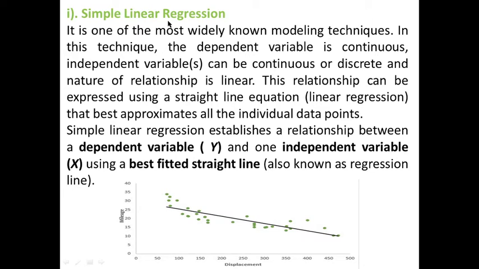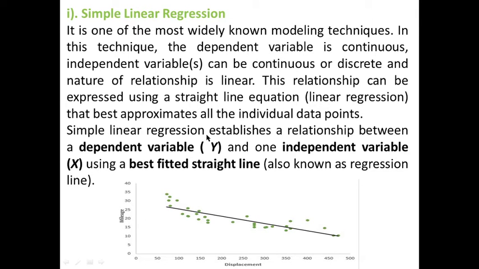First, simple linear regression. It is one of the most widely known modeling techniques. In this technique, the dependent variable is continuous. The independent variable can be continuous or discrete, and the nature of the relationship is linear. This relationship can be expressed using a straight line equation, that means linear regression, that best approximates all the individual data points.